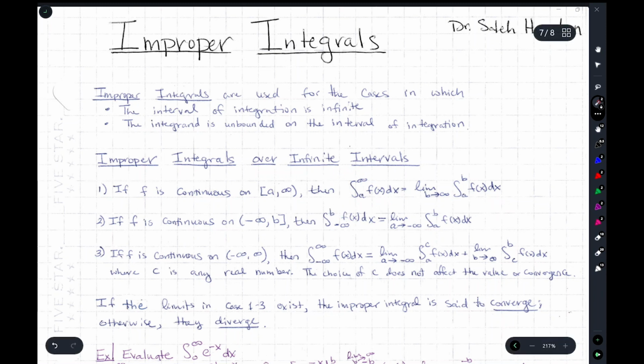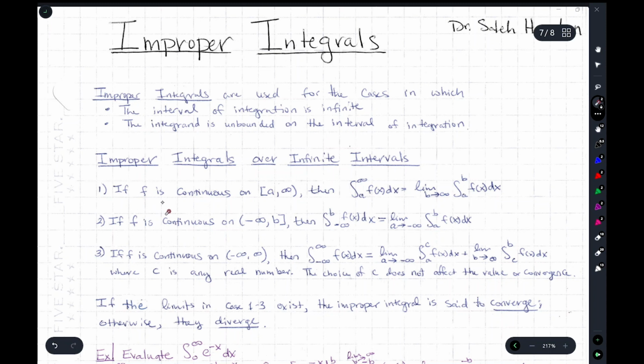And these do come up in physical applications. If you want to know the amount of decay for something over a very long time, well, you'll take the limit as the time goes to infinity. That's the basic way to do these improper integrals over infinite intervals. So let's focus on that, and then we'll talk about unbounded integrands.